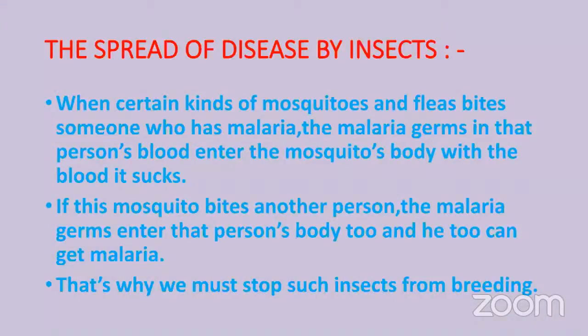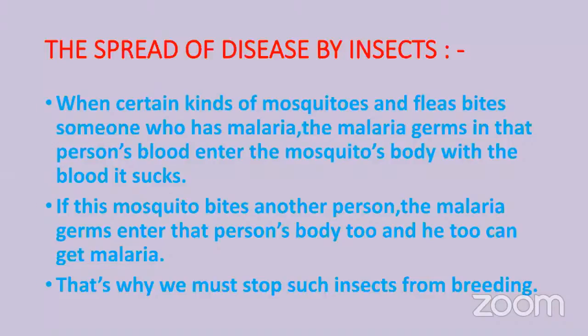This is how disease spreads by insects. That we'll see, how it happens. When certain kinds of mosquitoes bite someone who has malaria, the malaria germs in that person's blood enter the mosquito's body. With the blood it sucks, the germs get sucked in. Okay. And if this mosquito bites another person who is healthy, the malaria germs enter that person's body too, and he too can get malaria. Okay. That's why we must stop such insects from breeding.